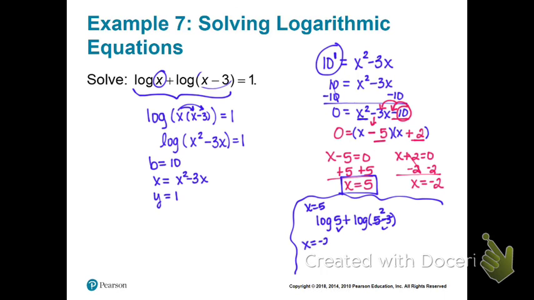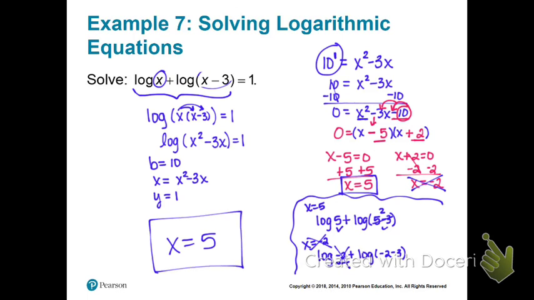All right, so then let's check when x is negative 2. So I have log of negative 2 plus log of negative 2 minus 3. So let's check the first one. We have log of negative 2. Can I take the log of negative 2? No, it can't be negative. So that means the negative 2 does not work. It was an extraneous solution, and our only solution then is x equals 5. So I don't know if you just want to box it there, or write it real big so you'll know that that is your actual solution.